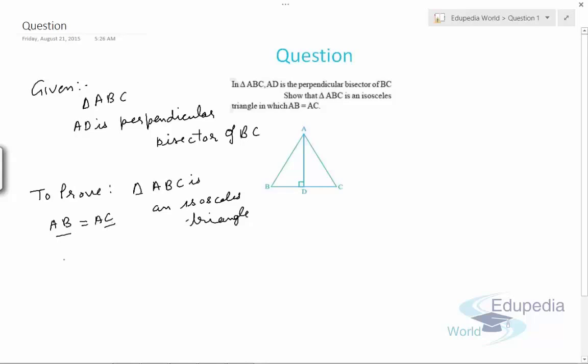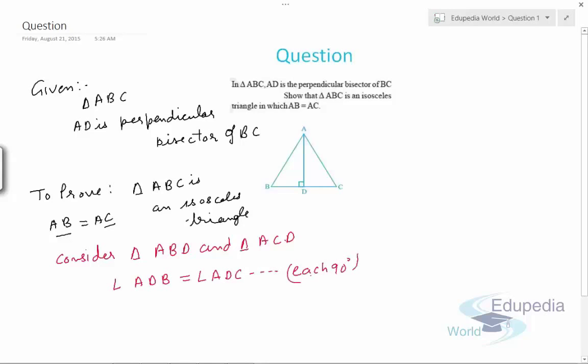So we can say, consider triangle ABD and triangle ACD. Now it's a perpendicular bisector, so we can say that first of all, angle ADB equals angle ADC. You can say that each is 90 degrees. Now the second part can be AD equals AD, which is again a common side.